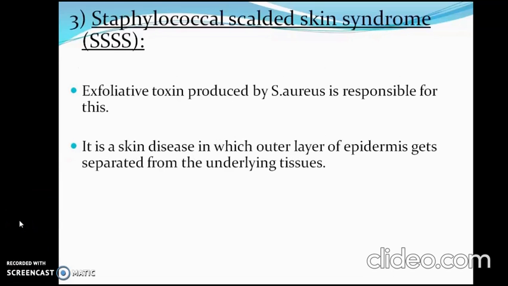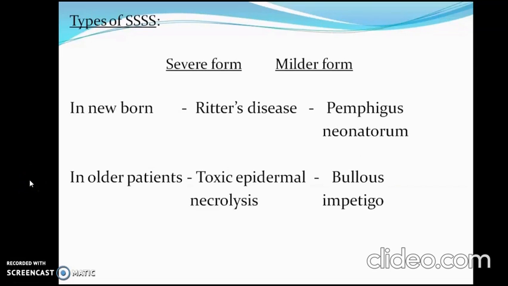The third kind of intoxication is the staphylococcal scalded skin syndrome, which is caused by the exfoliative toxin produced by Staphylococcus aureus. It is a skin disease in which the outer layer of the epidermis gets separated from the underlying tissues. There are different types of scalded skin syndrome. In newborns, the severe form is termed Ritter's disease and the milder form is termed pemphigus neonatum. And in older patients, the severe form is termed toxic epidermal necrolysis and the milder form is termed bullous impetigo.